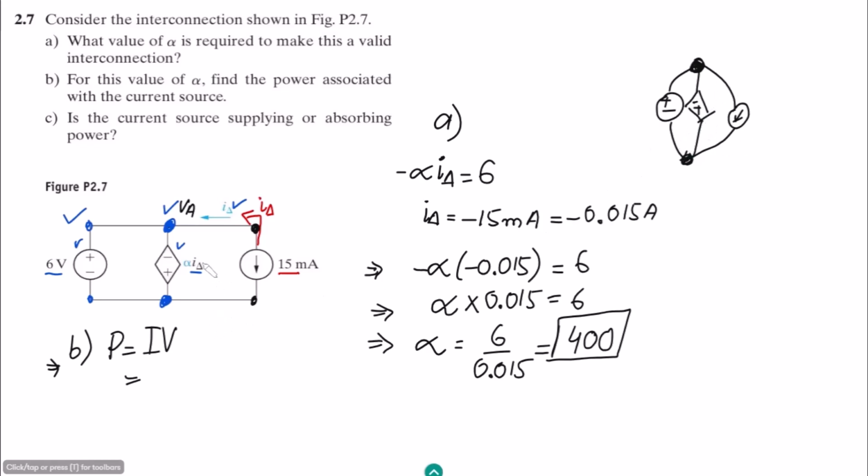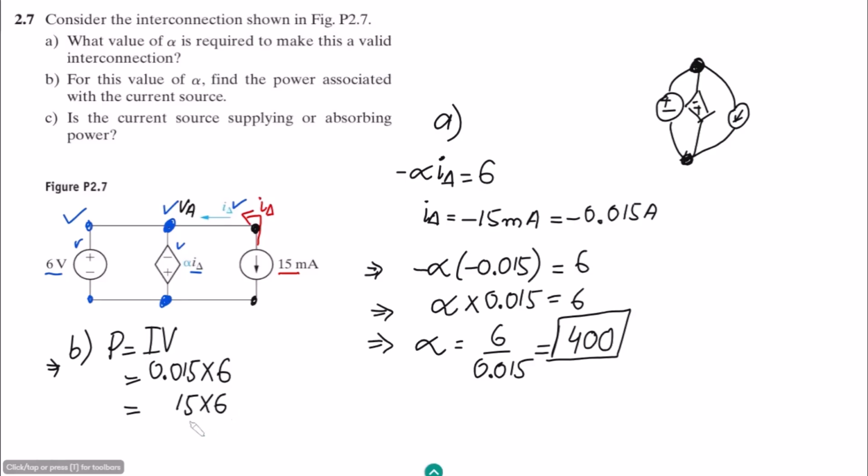So therefore the voltage across it will be 6 volts as well. The value of voltage is 6 and the current is 15 milliamps or 0.015, which is known from this branch current. So 0.015 multiplied by 6.